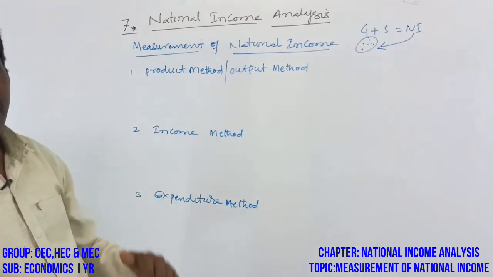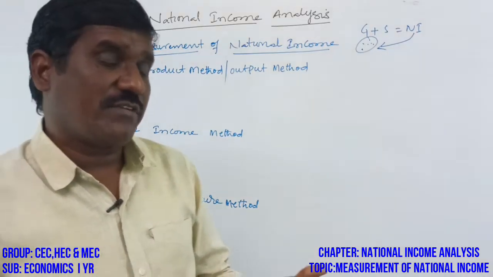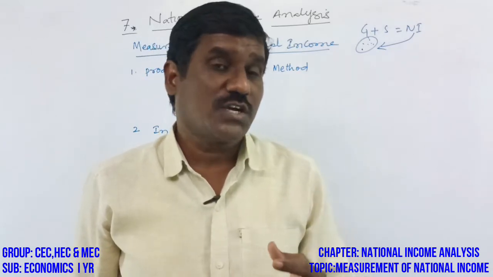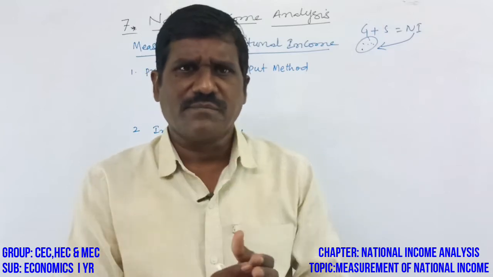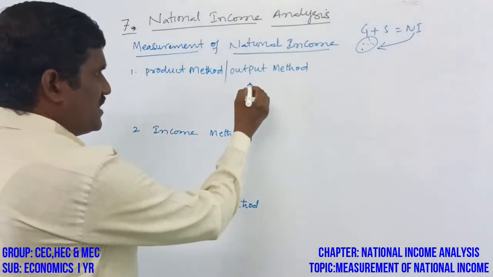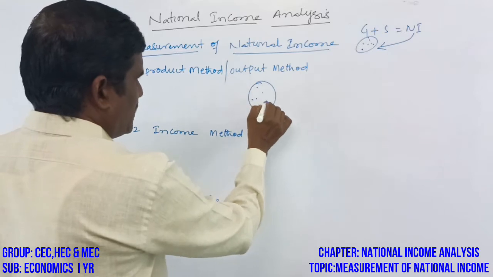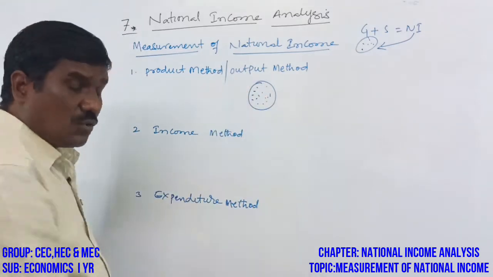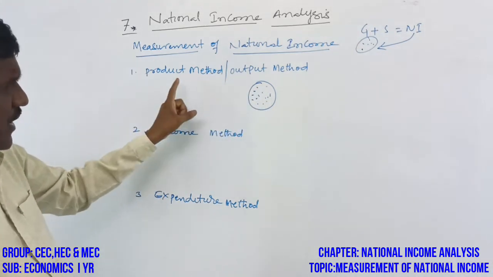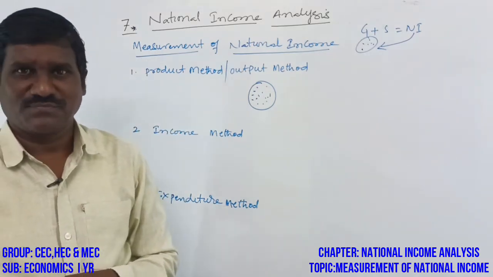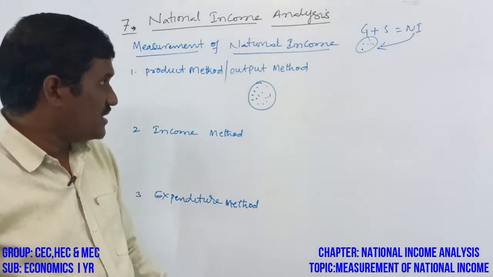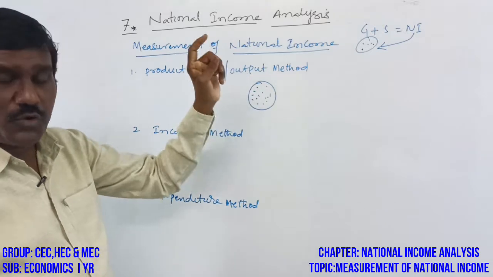Here, the product method. What is the product method? Already we discussed the definition of national income: the income which is produced by the total population of the country. The product method is also known as the inventory method or commodity services method, and also the output method.